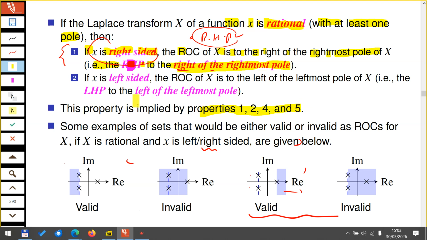Now let's get to the second point. What if small x is a left-sided signal? The ROC must be a left half plane, right? But it has to be to the left of the leftmost pole this time. So let's focus on this part now. We have a signal which is left-sided, right? This x is left-sided. So the first requirement is that we need it to be a left half plane. So it is a left half plane, right? It is also a left half plane. But why is this valid and why is this invalid?